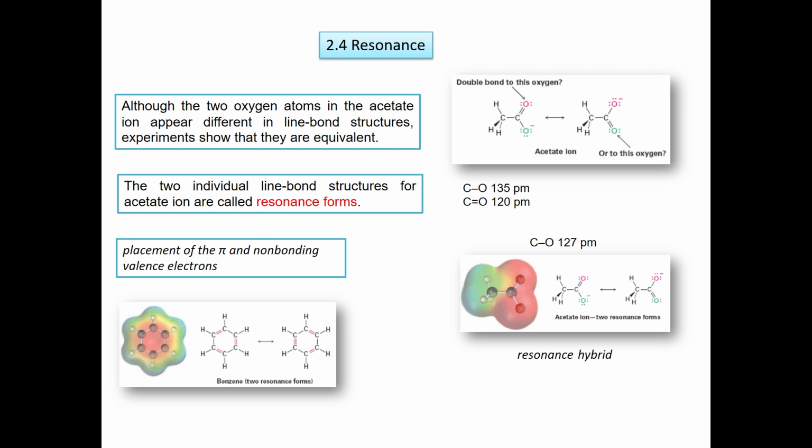This is true. This form exists and this form exists. No. What is existing is an average of both. If we analyze all the bonds of benzene, we can see that the lengths of all the carbon-carbon bonds are the same. That means we have a mixture between single and double bond in all the bonds of the benzene.